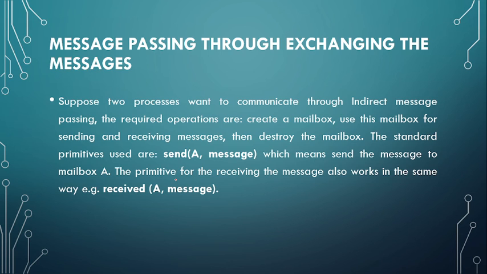Suppose two processes want to communicate through indirect message passing. The required operations are to first create a mailbox, use this mailbox for sending and receiving messages, and then destroy the mailbox. The standard primitives are send and receive. Here, send message to mailbox A and receive message from mailbox A. This is how the indirect message passing method works.